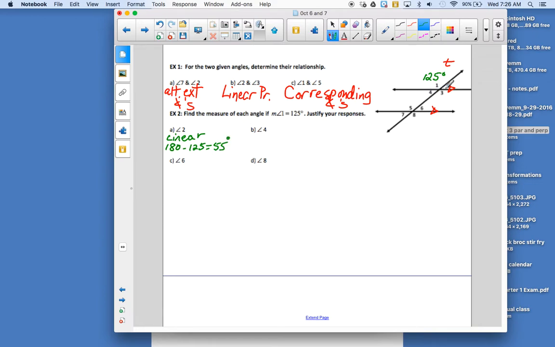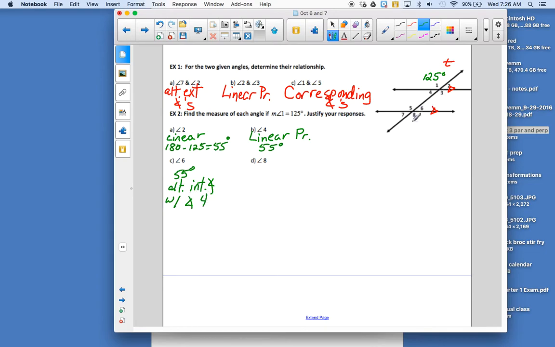How about angle 4? Hey, let's look at it. 1 and 4 are a linear pair because they sit on a line together. Has nothing to do with the parallels. So it also must be 55 because angle 1 and 4 must add to 180. Angle 6, let's see. Angle 6. If angle 4 is 55, angle 6 is 55 degrees. Okay, it's an alternate interior angle with angle 4.